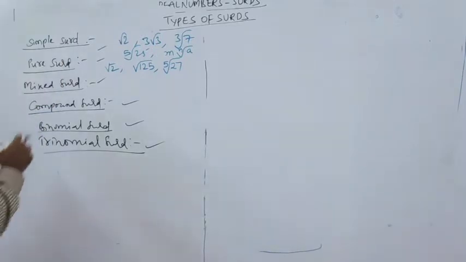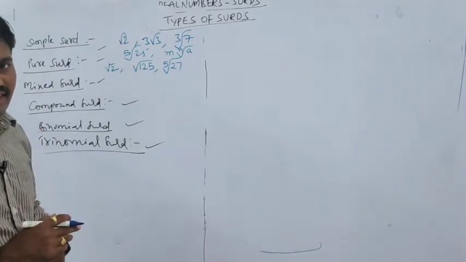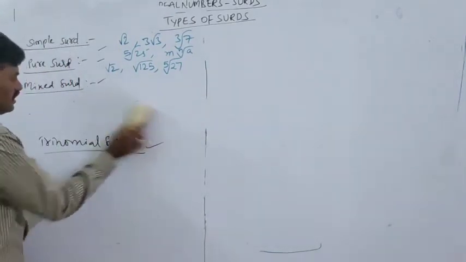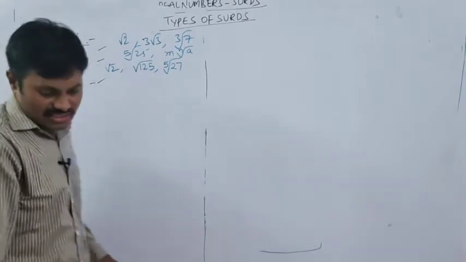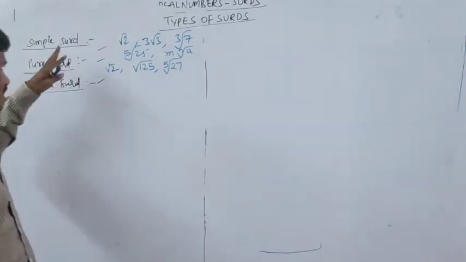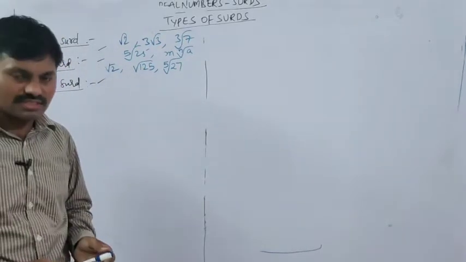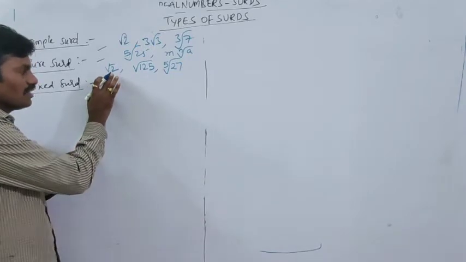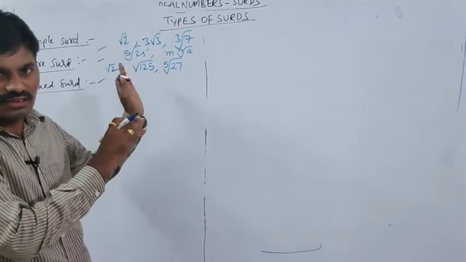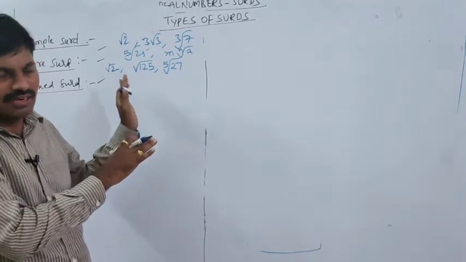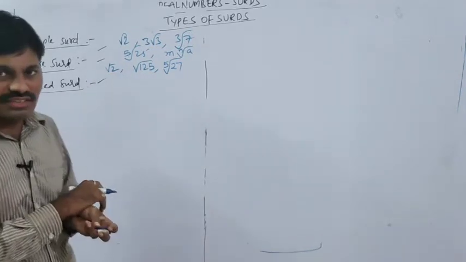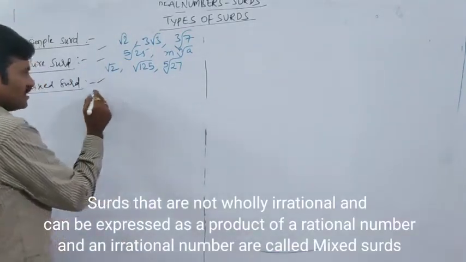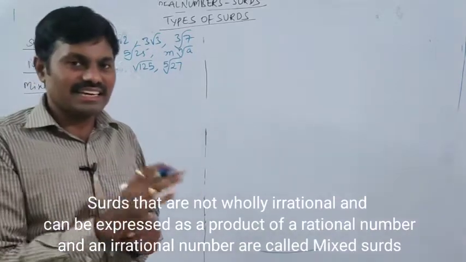Yes. Now mixed surd. It is an important surd. See now the definition of mixed surd. This is similar to a pure surd or simple surd. See here in pure surd, it is only completely irrational. No other factor for pure surds. But when we come to the mixed surds, these are not wholly irrational, and these can be expressed as a product of a rational and an irrational number.